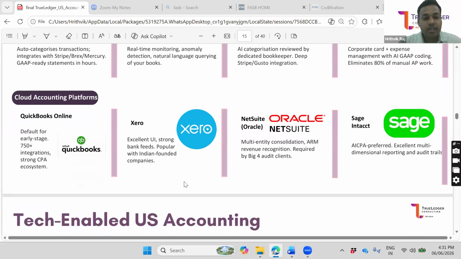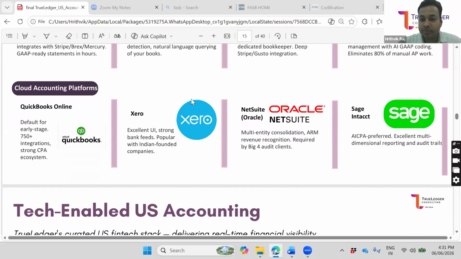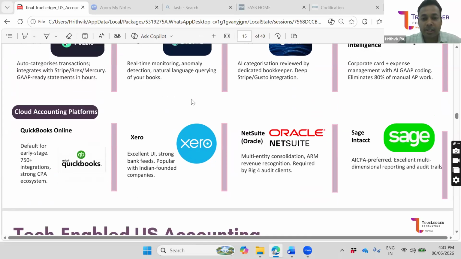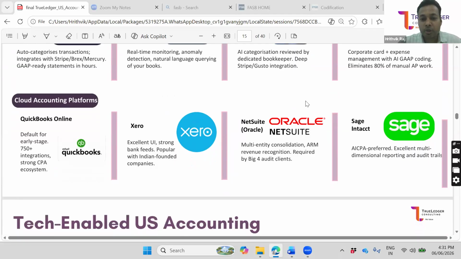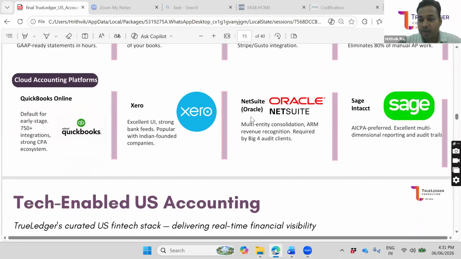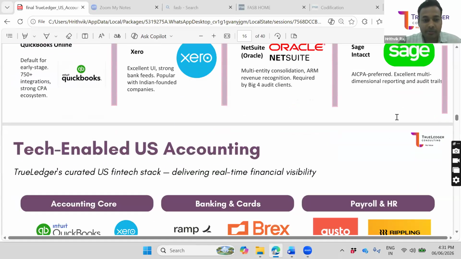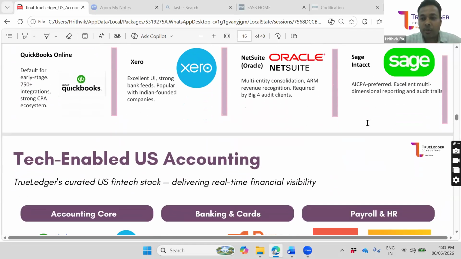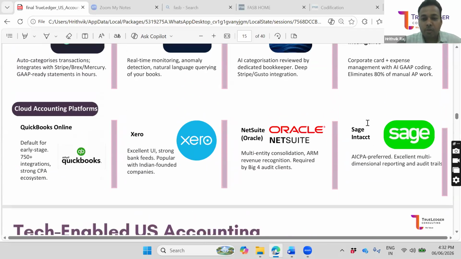Xero is accounting software which is widely used in Australia. In the US, we mostly use QuickBooks for small-scale businesses. Then we have Oracle NetSuite, an advanced version. Sage is an ERP software, smaller than the big ERPs. So these are the accounting software where you can manage your books of account depending upon the volume of the business you have.